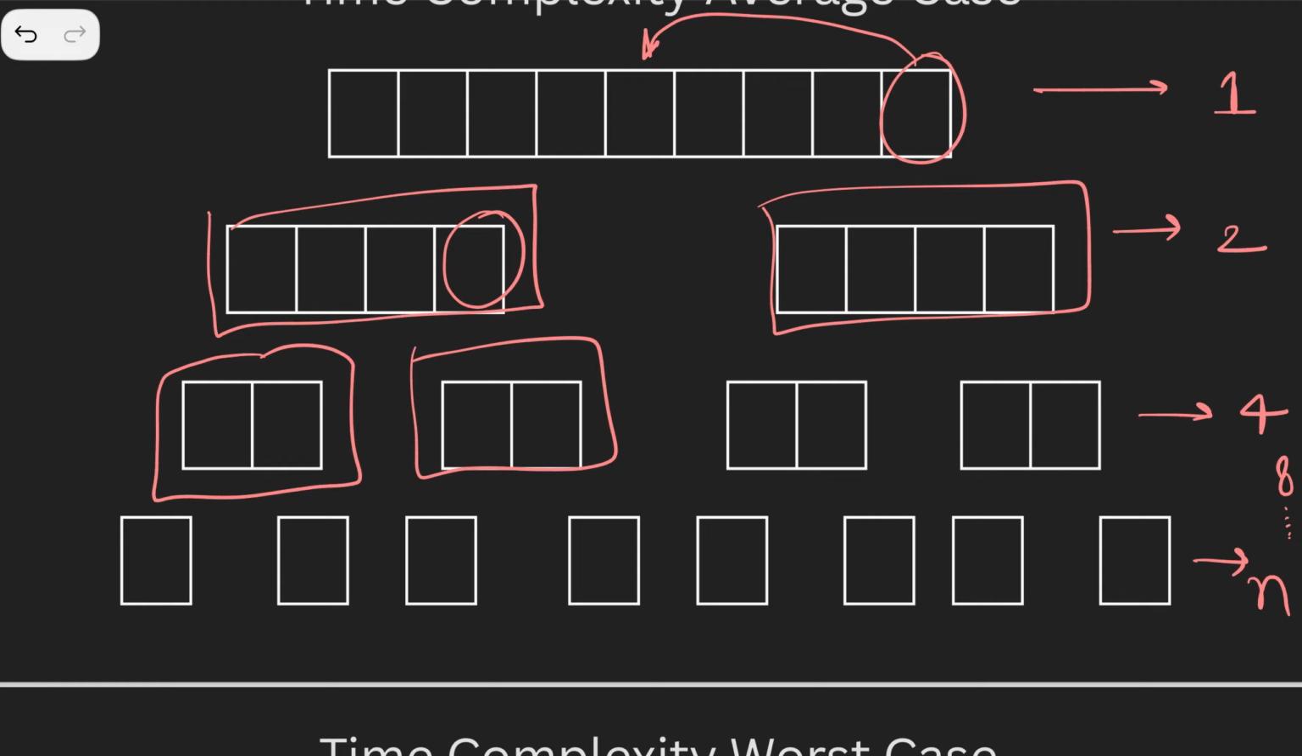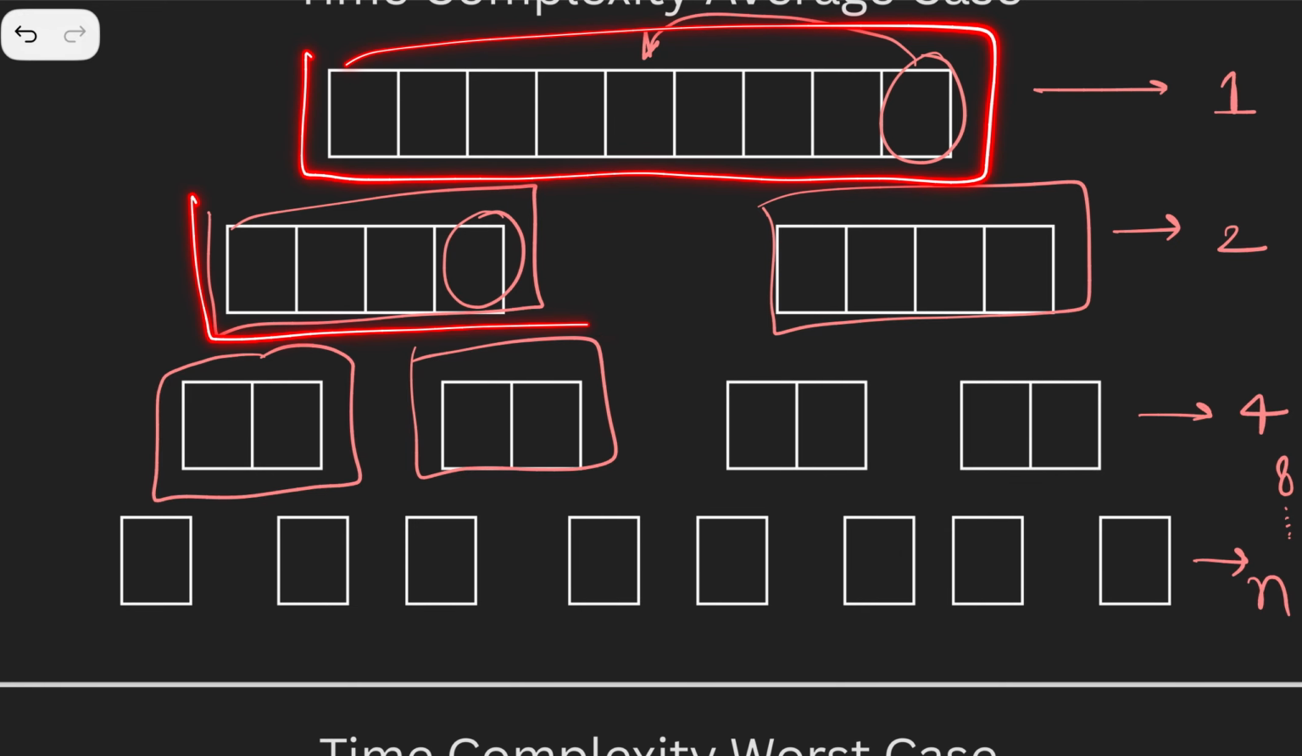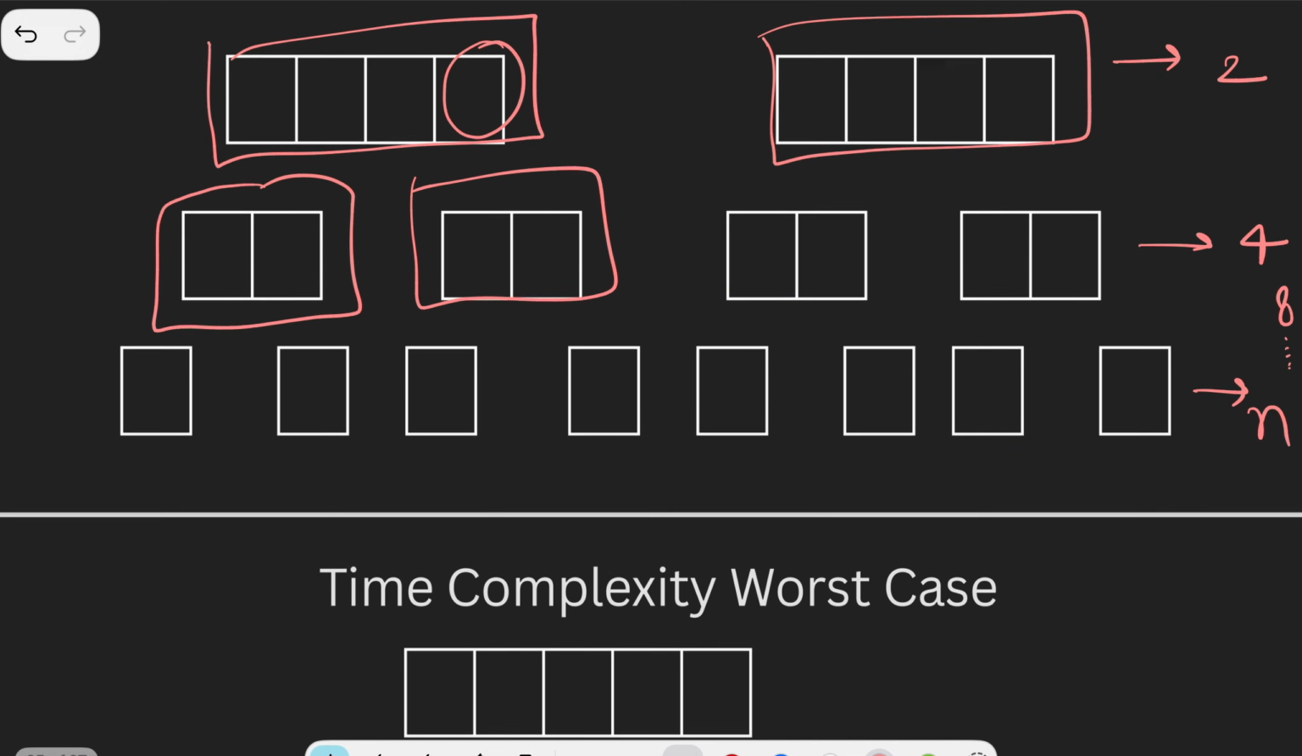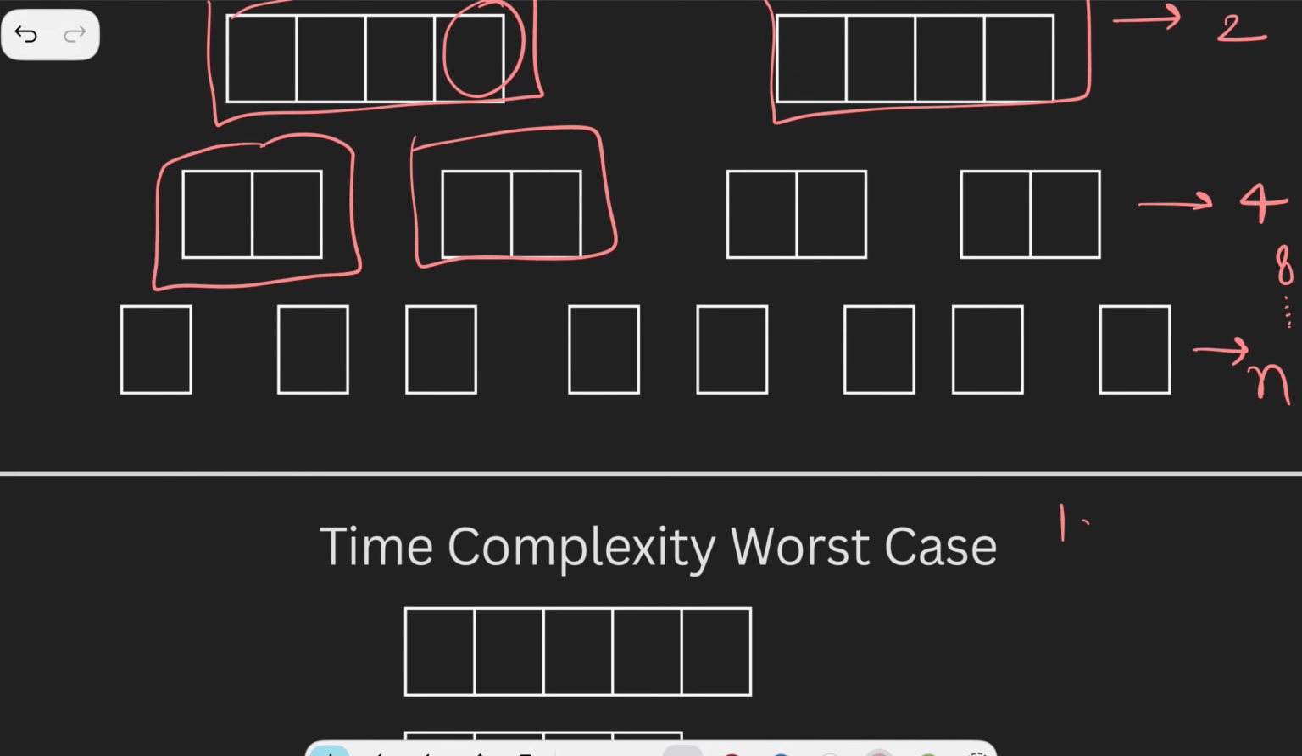So the total number of steps, this we call as a step 1, this we call as a step 2, this we call as a step 3. So total number of steps are going to be log of n base 2. We have already proved this in merge sort algorithm as well.